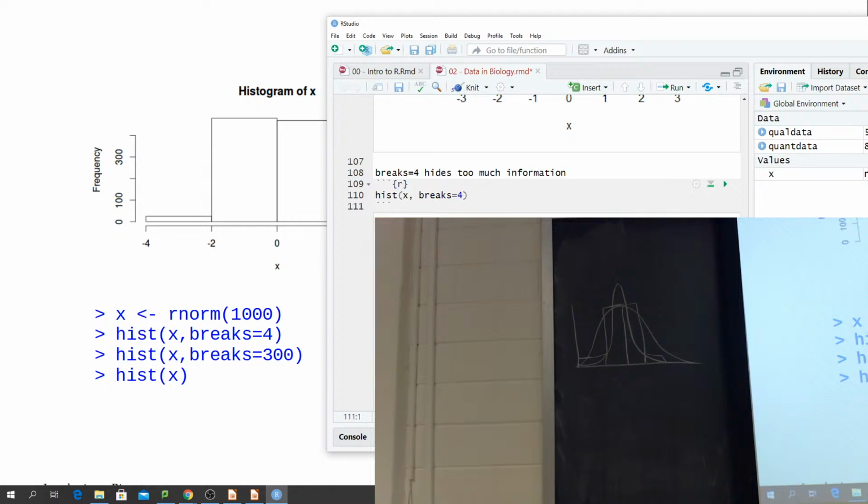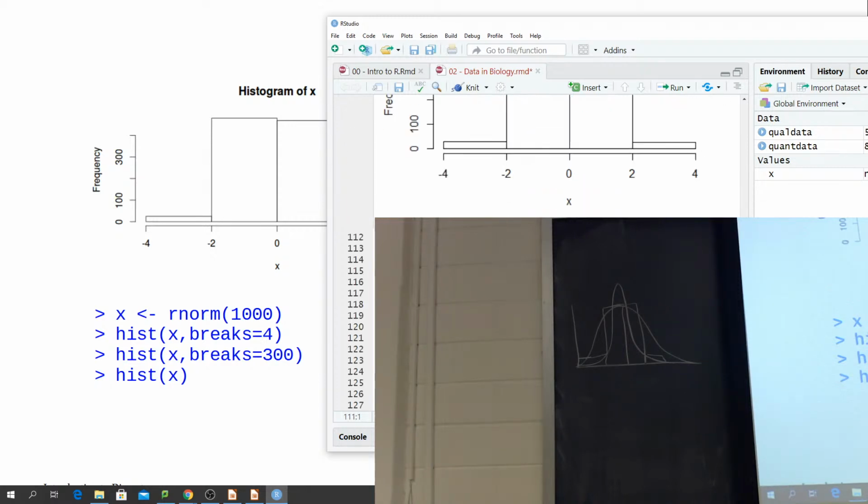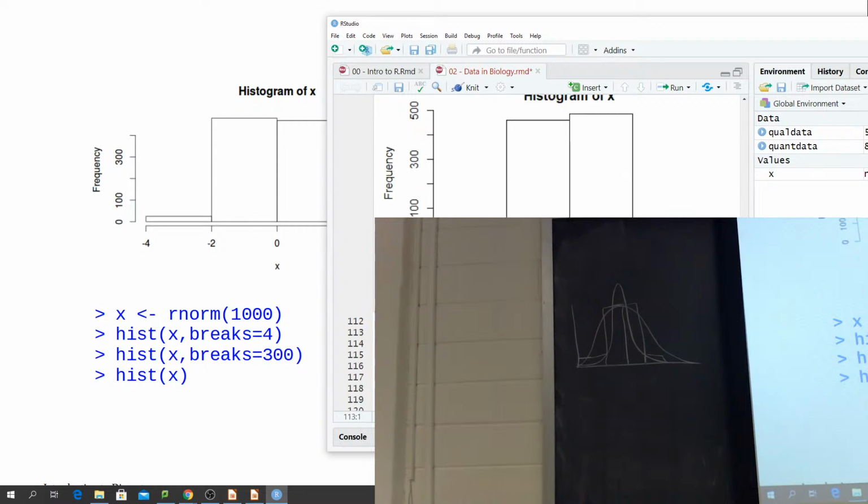What happens if we do breaks equals 300? So 300 breaks is going to give us an average of about 3.5 data points per bin. Breaks equals 4 gives us an average of about 250 per bin, but we know that's not the case because we have about 450 in these 2 bins and then about 50 in each of the remaining. So breaks equals 300 is too much information.